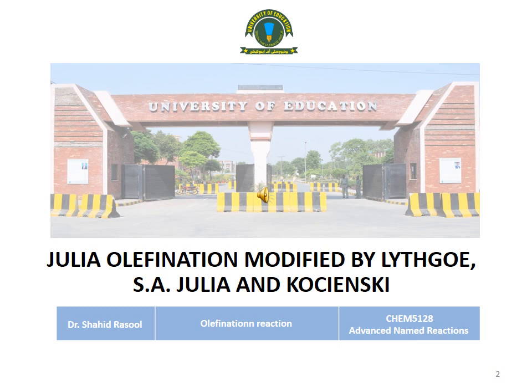Dear students, today we are going to discuss the Julia olefination reaction, which is modified by Lythgoe and Kocienski. This reaction is also basically for the formation of alkenes from aldehydes using another reagent, as we have discussed in the previous lectures for olefination from aldehydes, like the Wittig reaction and others.